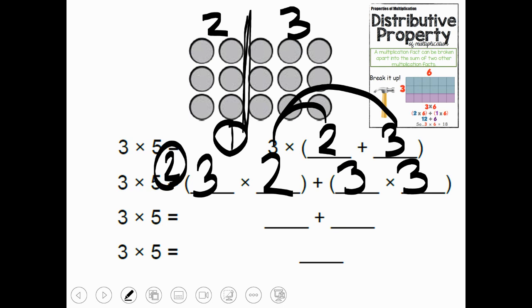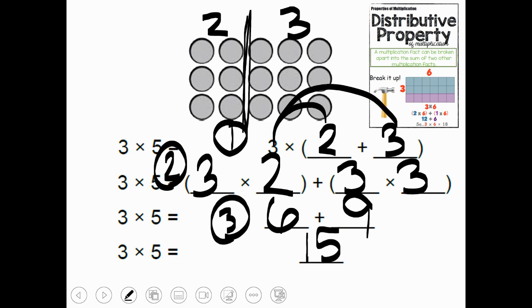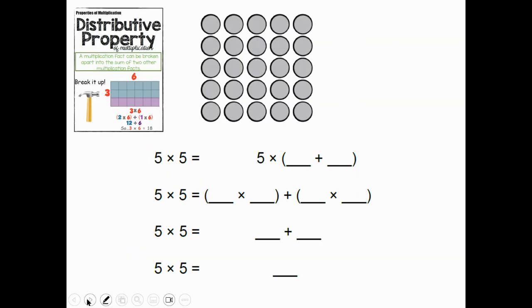Second step, I'm going to multiply. 3 times 2 is 6. 3 times 3 is 9. And 6 plus 9 is 15. And that's my third step, add it back together. Let's try another one. Again, break it apart.